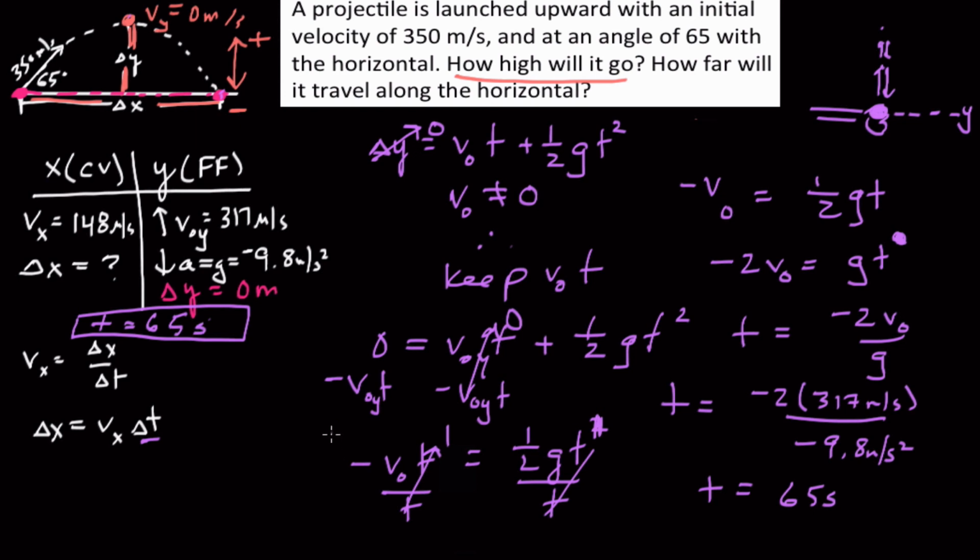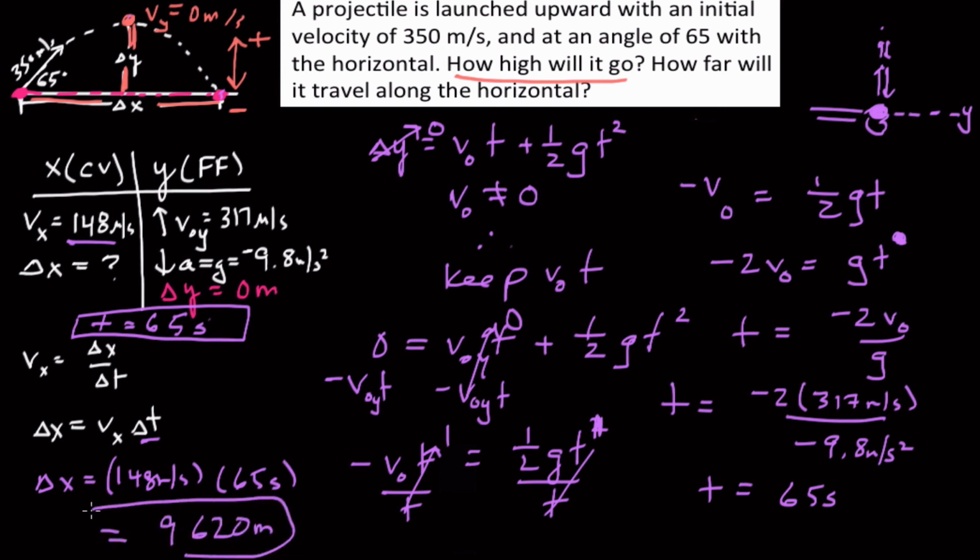So in 65 seconds, if it goes along the horizontal 148 meters every second, it's going to go 65 times 148. I have that set up all over here. Delta X equals 148 meters per second times 65 seconds. When I put that in my calculator, I get 9620 meters. So that is how far it will travel horizontally.